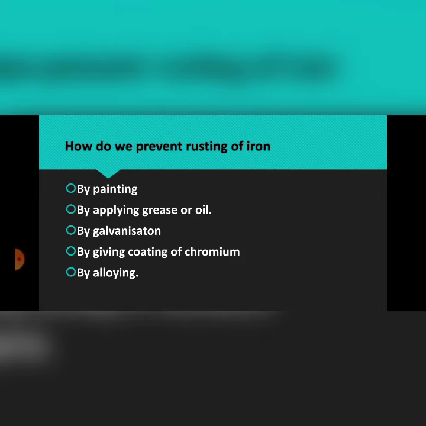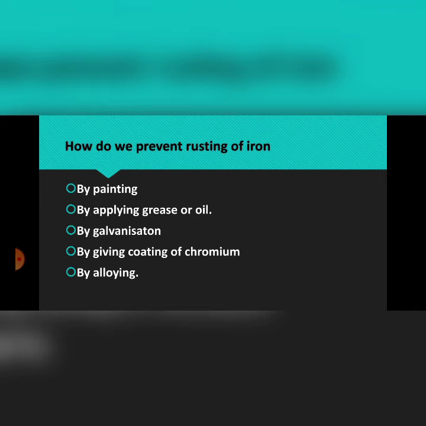When we apply a coat of paint on the surface of the iron object, then air and moisture cannot come in contact with the surface of the iron object, and thus rusting cannot take place.